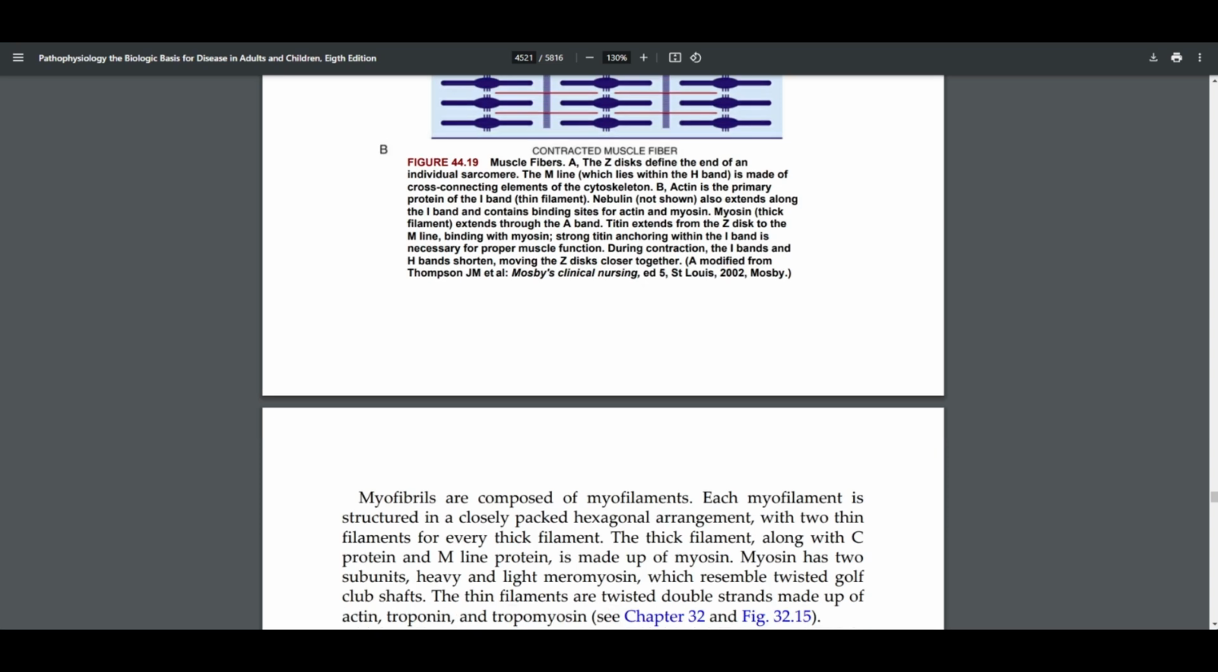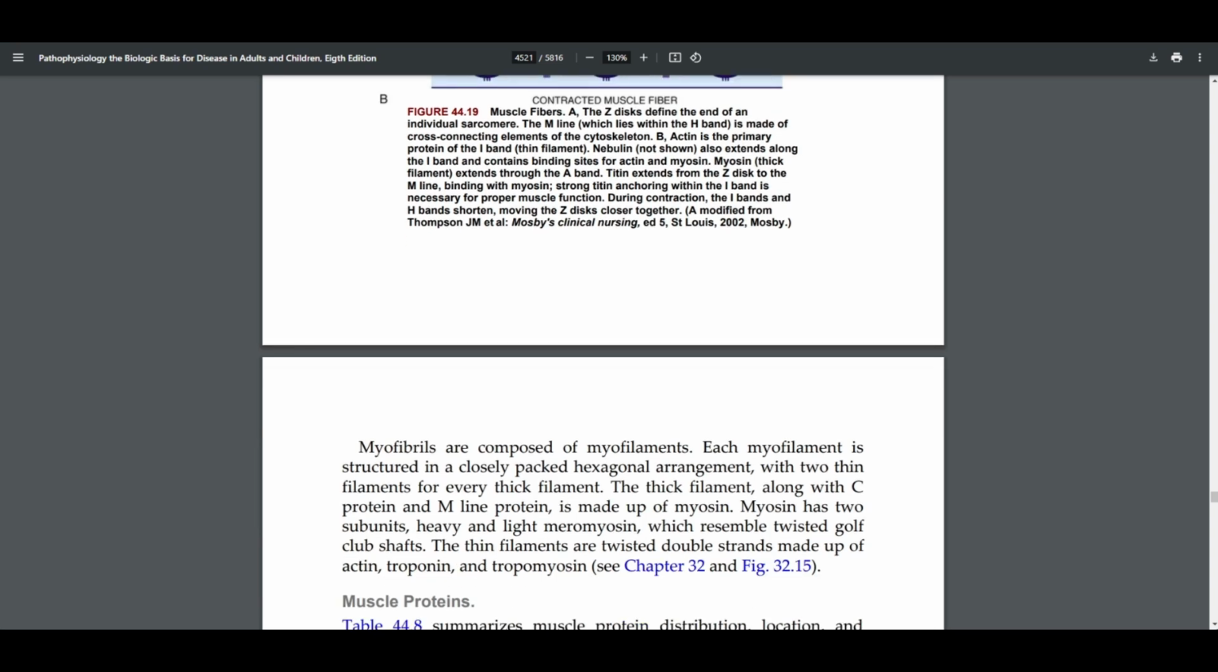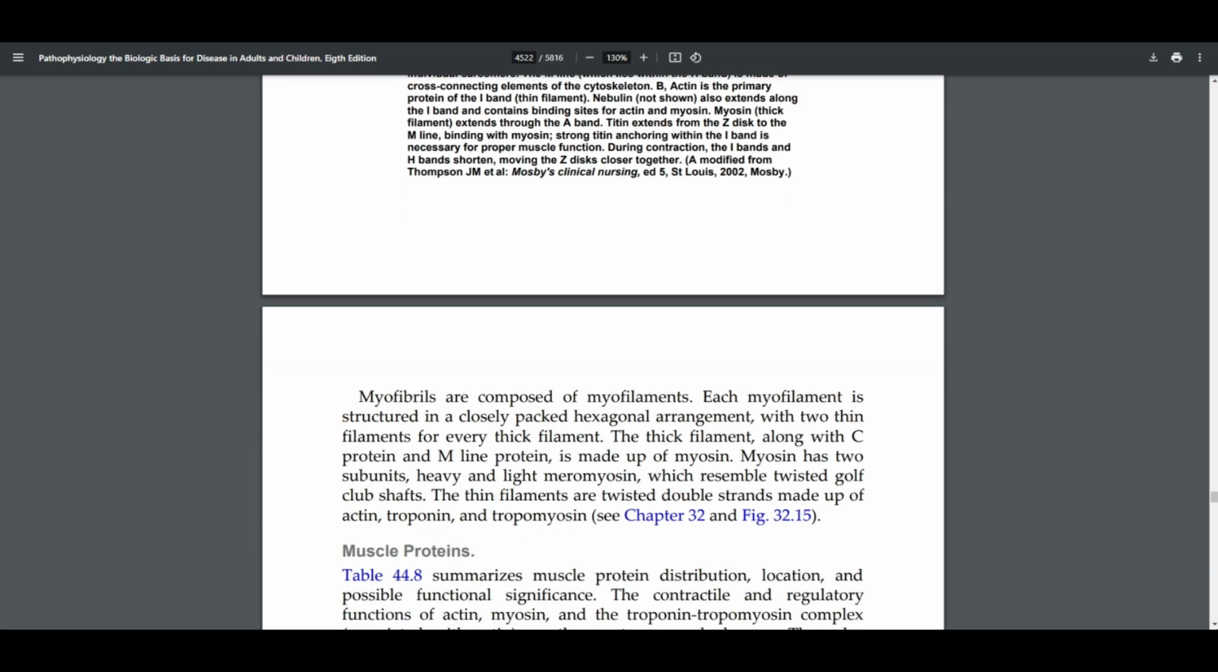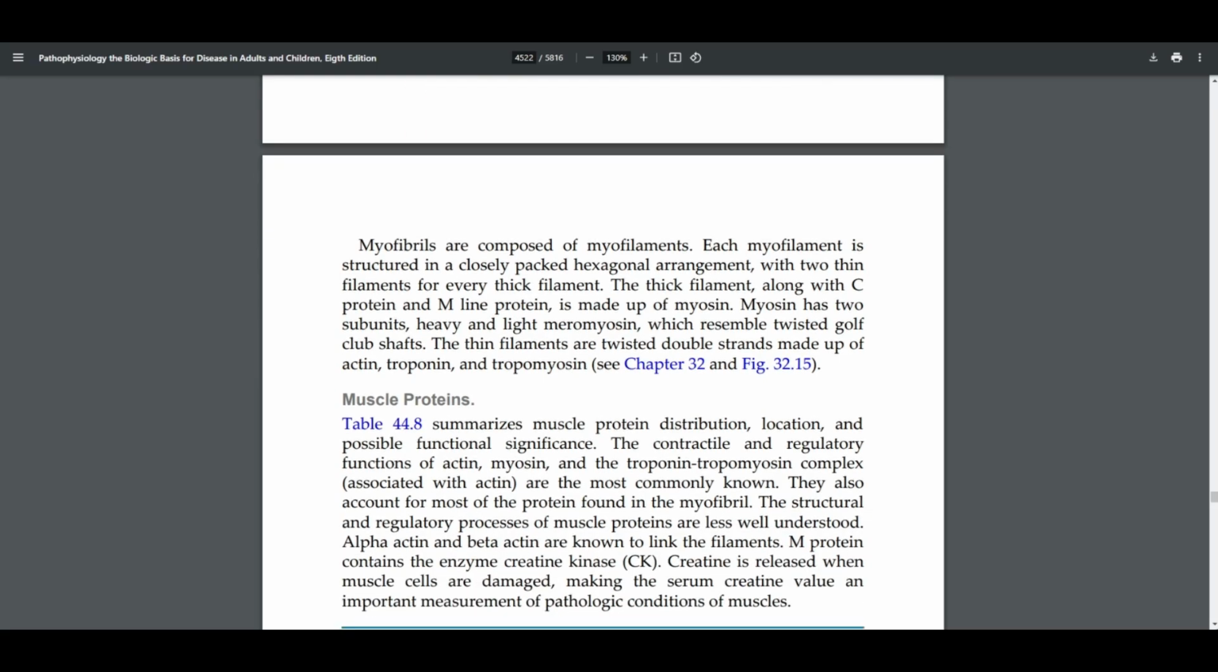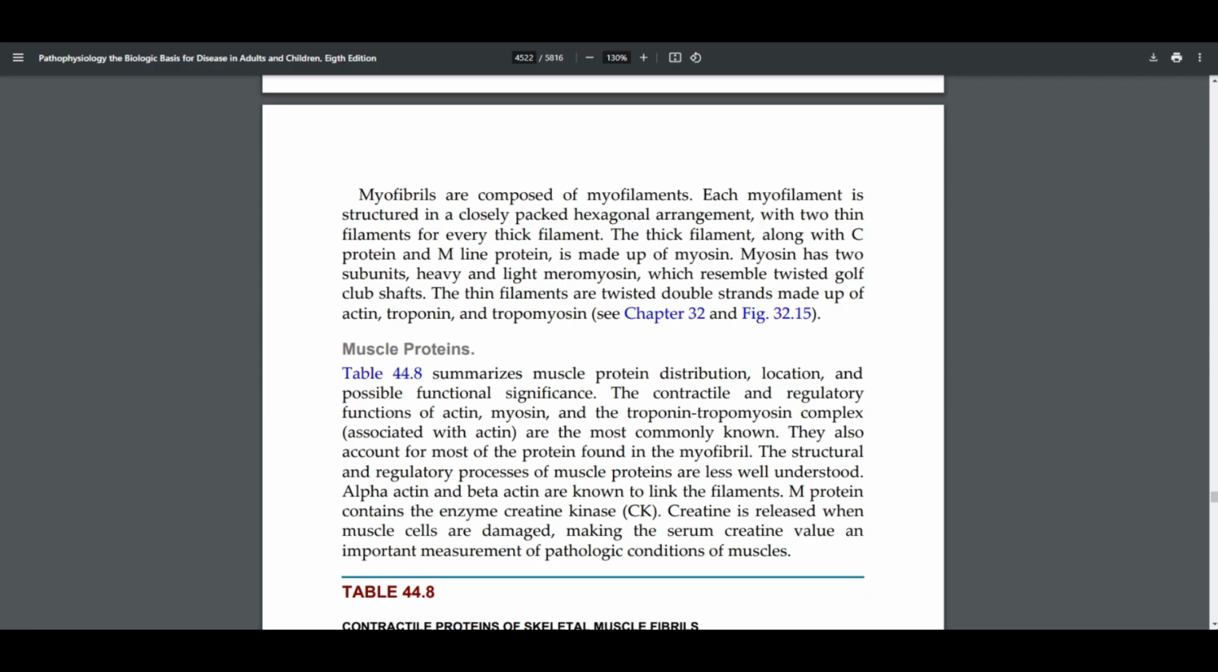Myofibrils are composed of myofilaments. Each myofilament is structured in a closely packed hexagonal arrangement with two thin filaments for each thick filament. The thick filament, along with C protein and M-line protein, is made up of myosin. Myosin has two subunits, heavy and light meromyosin, which resemble twisted golf club shafts. The thin filaments are twisted double strands made up of actin, troponin, and tropomyosin.